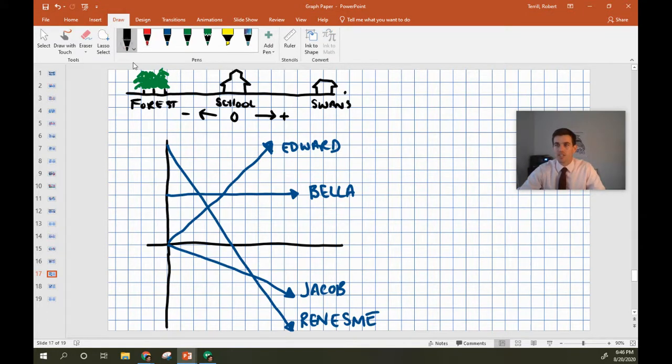Oops, I forgot to give us axes on these graphs. So it's a position versus time graph again. So the school is where 0 is, and anything that goes in our negative direction is getting closer to the forest, and anything that is going in the positive direction is going towards the Swan's house. So let's think about what Edward, Bella, Jacob, and Renesmee are doing here. I'd love for you guys to pause it right here and record it yourselves.